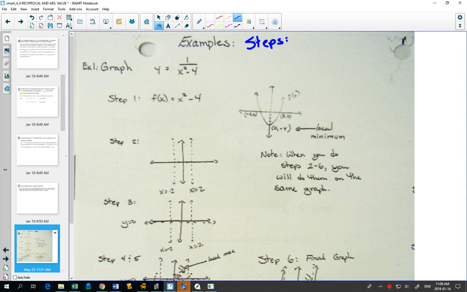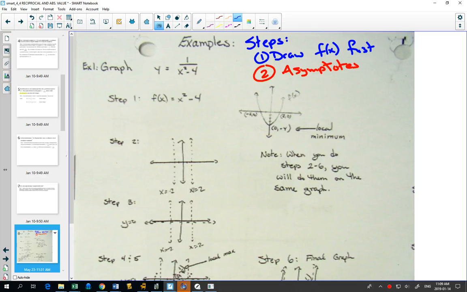And I'm going to combine some of the steps so that it makes it even easier to remember. Step 1: we're going to draw f of x first. Step 2, I'll write it in red. On our page, step 2 was vertical asymptotes, and step 3 was horizontal asymptotes. If you just remember asymptotes and do both at the same time, it makes it easier to remember.